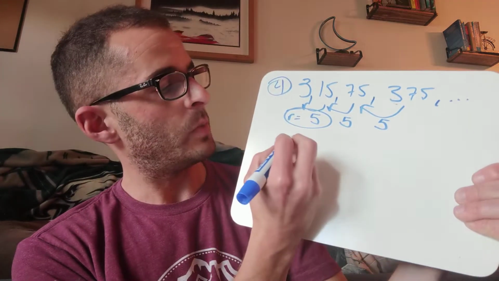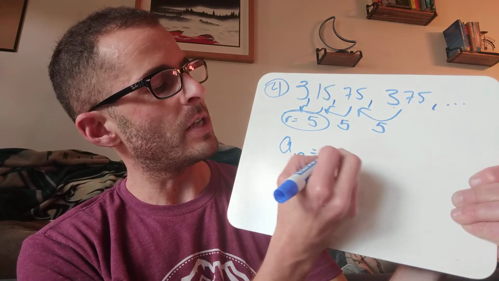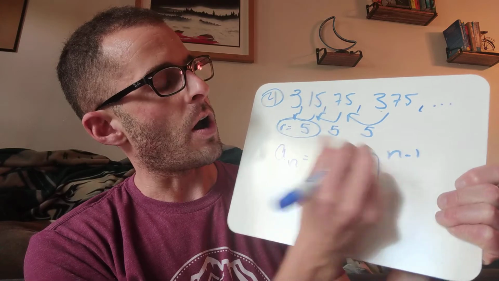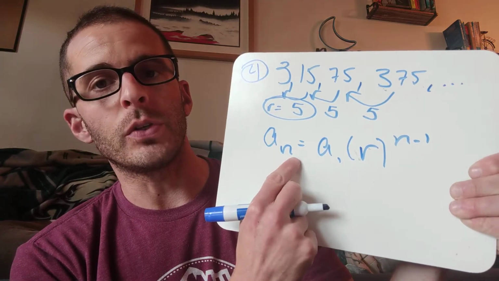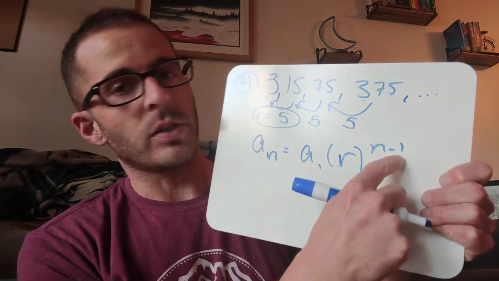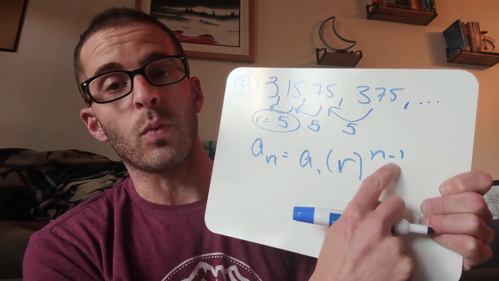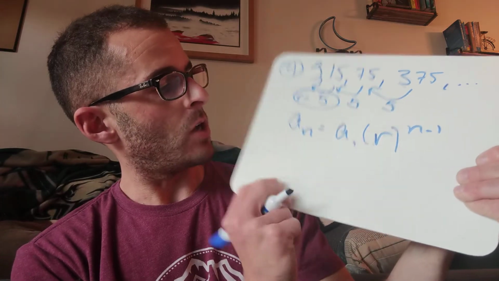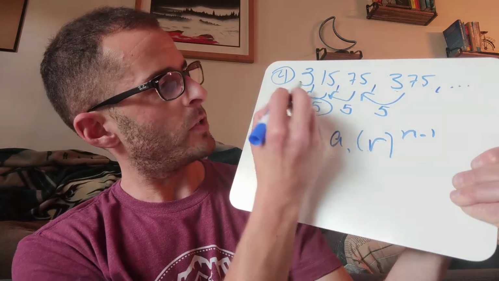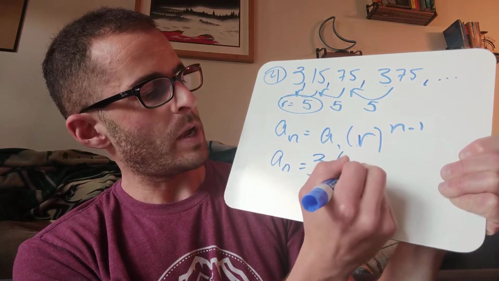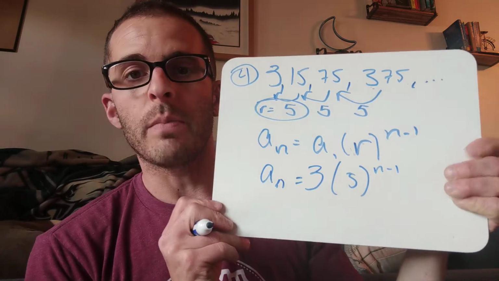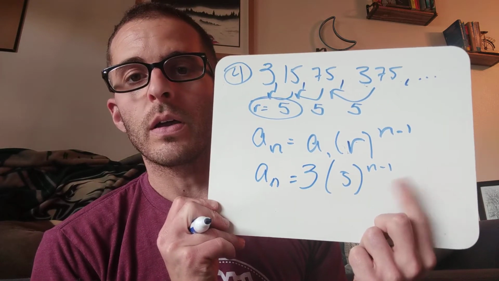Now, the core concept on page 426 tells us that a geometric sequence follows this basic rule. A sub n, the next term, is equal to A sub 1, the first term, times the common ratio to the n minus 1 power. So whatever term you're talking about, take away 1. That's your exponent. This is actually kind of simple. We're just going to write A sub n equals, what's my first term? Well, they told us, it's 3. What's my common ratio? We found that out. It's 5. And then finally, we don't have to do anything here. N minus 1 is our exponent.